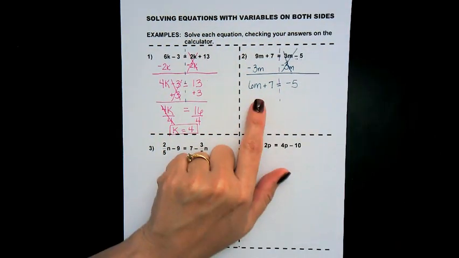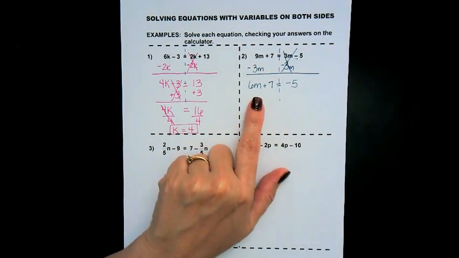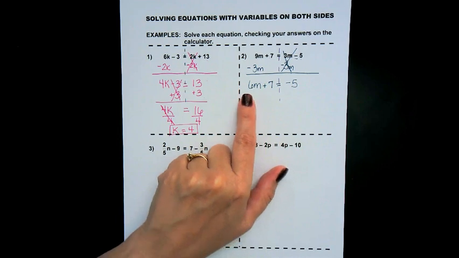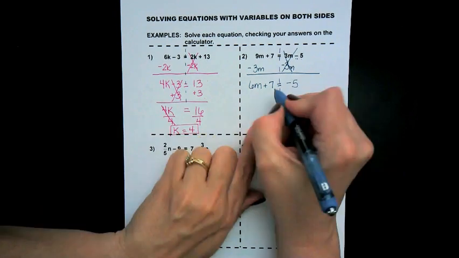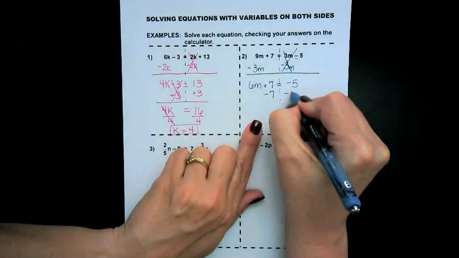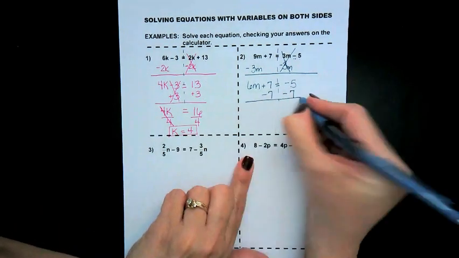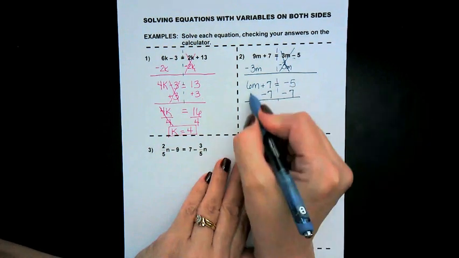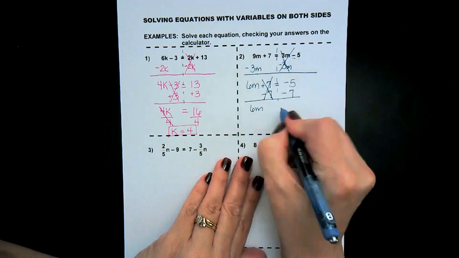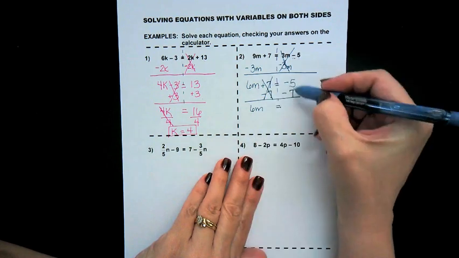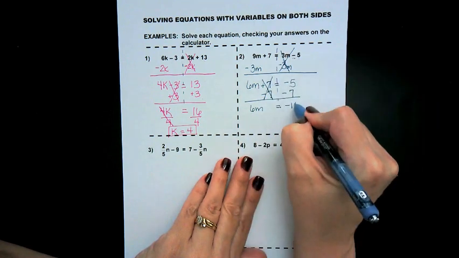Notice now I have a two-step equation. What's happening to the variable? It's being multiplied by 6, being added by 7. So we're going to do the opposite of adding 7, which is to subtract 7. That leaves me with 6m. Notice the plus 7 minus 7 go away. And negative 5 minus 7 is negative 12.